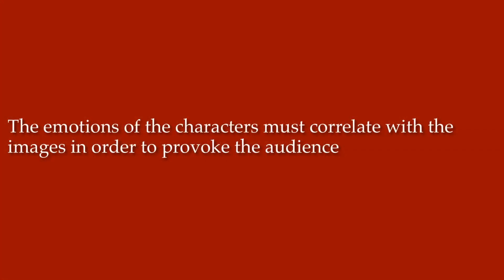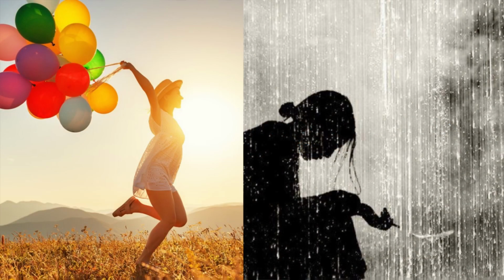Now what we mean by the objective correlative is that the emotions of the characters must correlate with the images in order to provoke the audience. For example, in this picture, on the left hand side we can see the girl happy, and the weather around and the image of a balloon too express the emotions of the girl, while the picture on the right hand side depicts sadness. The gloominess of the girl is also expressed by images like a cigarette and the stormy weather.